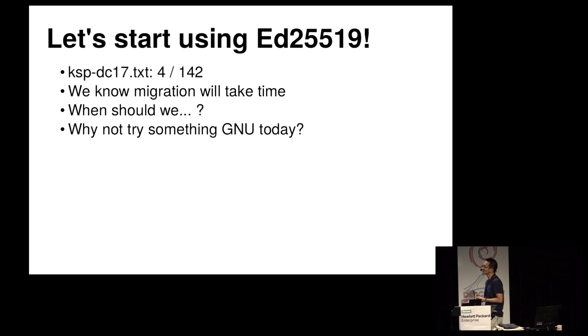Here is the number in the KSP of the DebConf 17 document. We have 142 participants in the keyring list. Only 4 people have Ed25519 keys. I think that I had expected more, but only 4 persons have new ECC keys. So let's start using it, because we know migration will take time. It was about 3 years ago we released GPG 2.1, but it takes more than 2 years. The deployment takes time. So the question is, when should we? My answer is, why not try something new today?